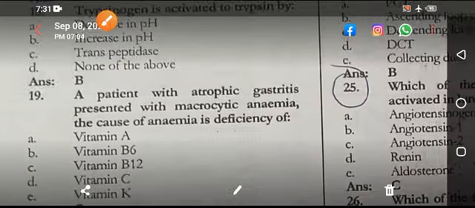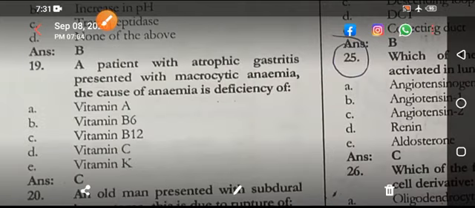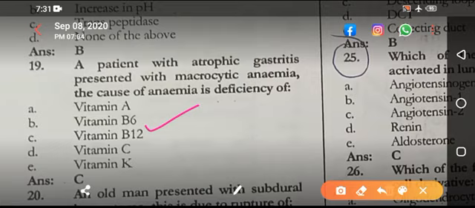Trypsinogen is activated to trypsin by an increase in pH, and that is why the intestinal pH is high. A patient with atrophic gastritis, simple MCQ, B12. Already discussed regarding the antibodies, the anti-intrinsic factor antibodies and antiparietal cell antibodies, which one is specific and which one is sensitive. Anti-intrinsic factor antibodies are most specific, but mostly found in patients are antiparietal, which are not specific.